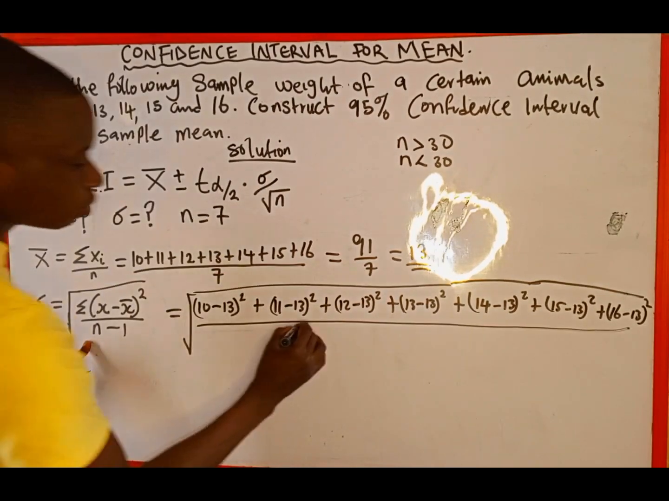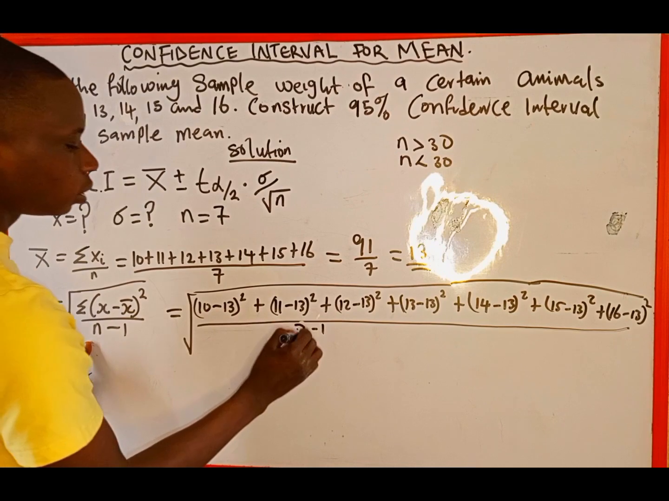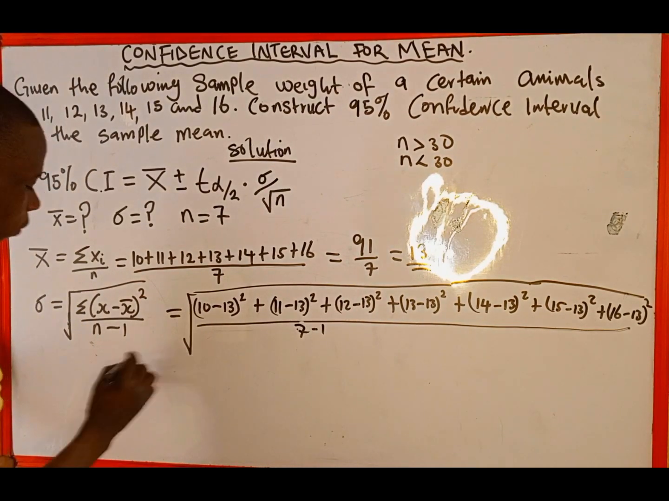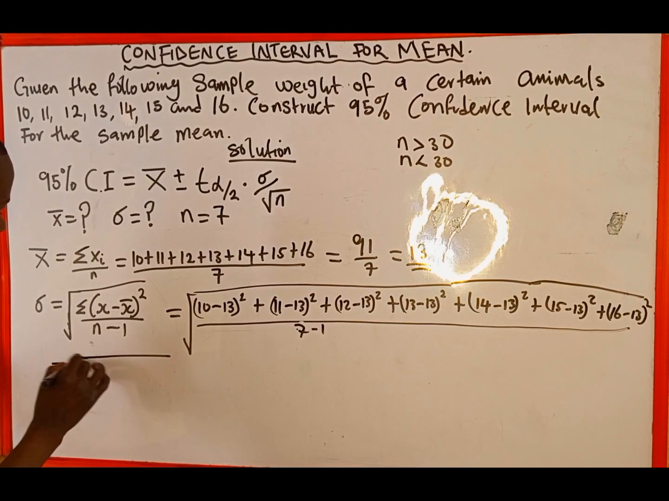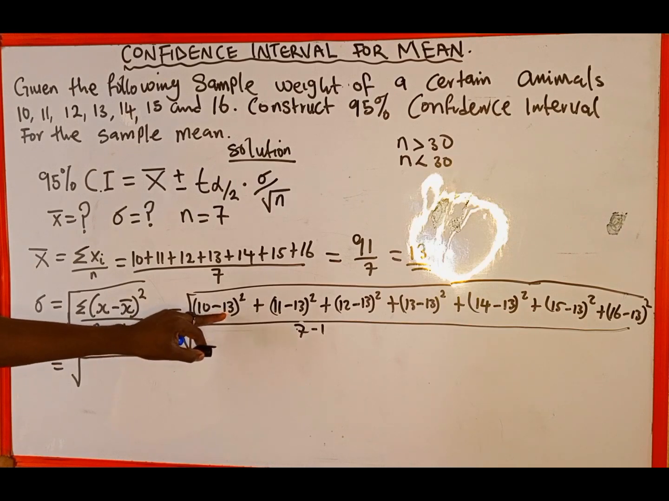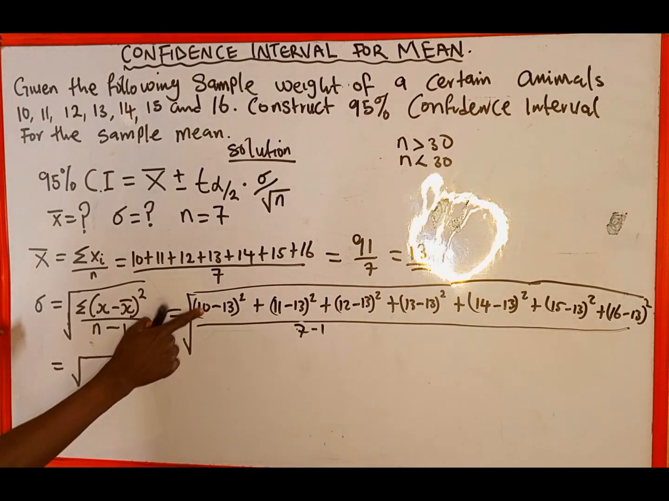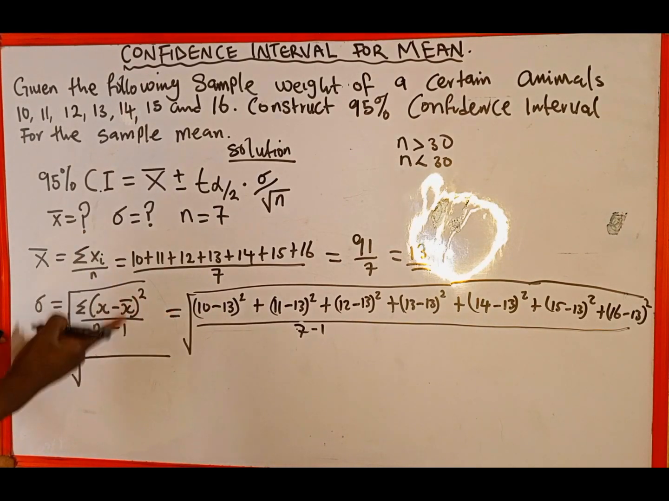And n is 7, so we are going to have a 7 minus 1. So the next thing we're going to do is to simplify. So we're going to have what is going to be equal to what? You open square root. So in this place, we are going to have 10 minus 13, which is going to give us minus 3. Then minus 3 square is positive.